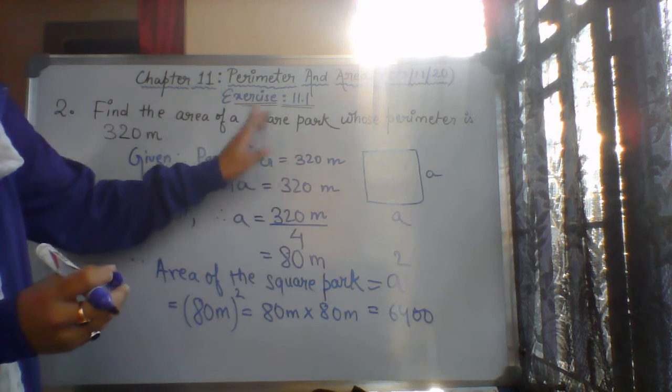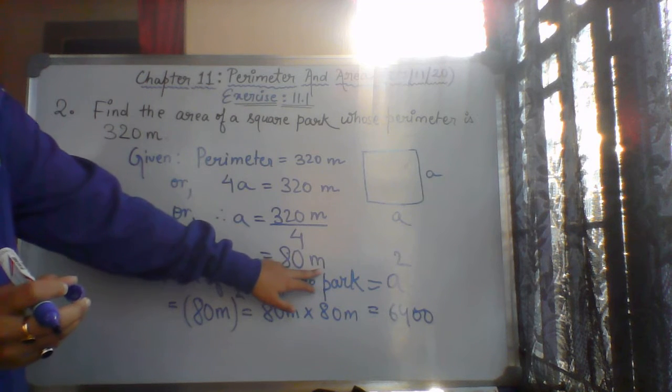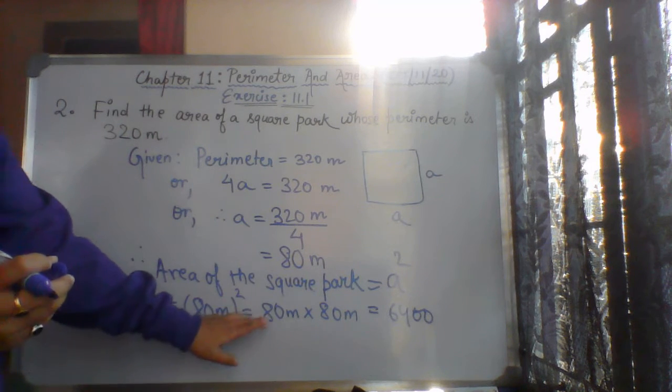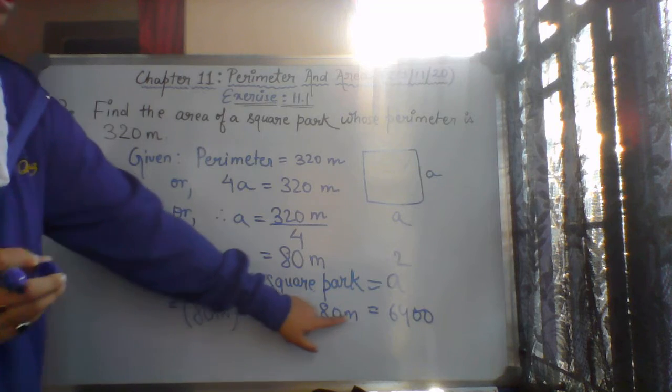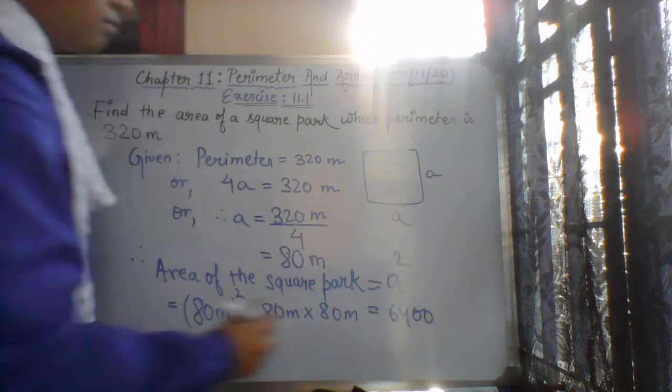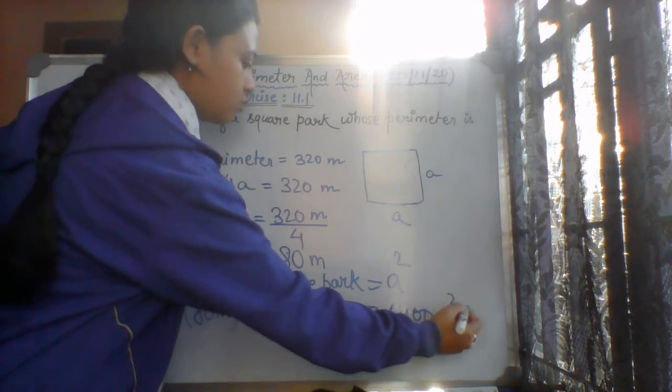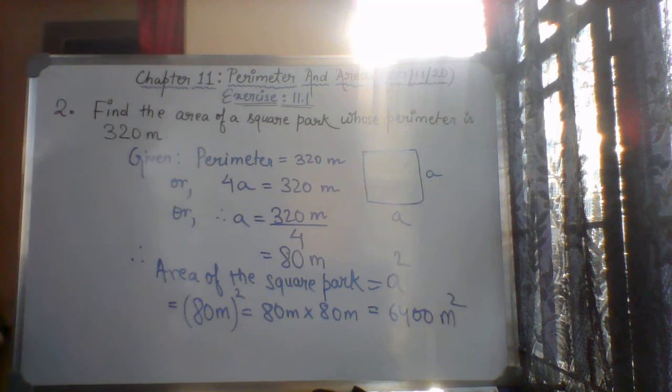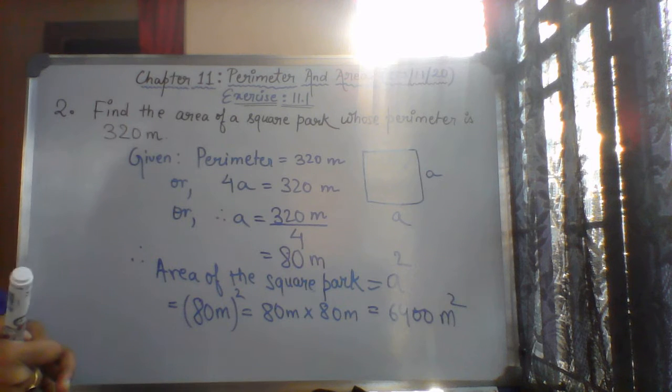So don't forget to write the unit here. Here it is given in meter, so it will also be in meter. Here we are multiplying with what? Meter into meter. So it will come meter square. So don't forget, the unit also carries the marking. You must not forget to write that. Okay, I hope this question is clear to you. Now moving on to the next question.